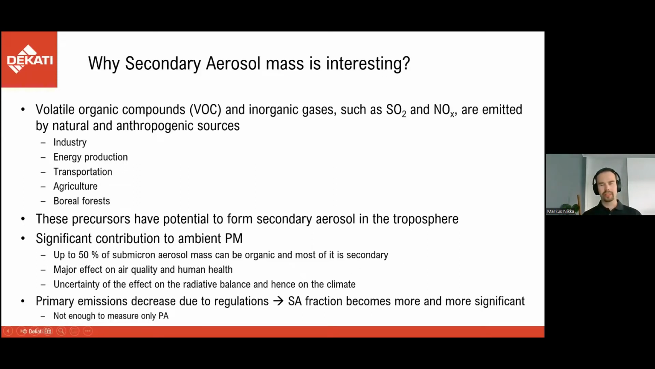One important factor is also that there's a lot of regulation going on that is focusing on the primary emissions, and the primary emissions have decreased quite dramatically, which makes the secondary aerosol fraction even more important than it was in the past. So nowadays it's no longer enough to measure only the primary aerosol, the primary emission.